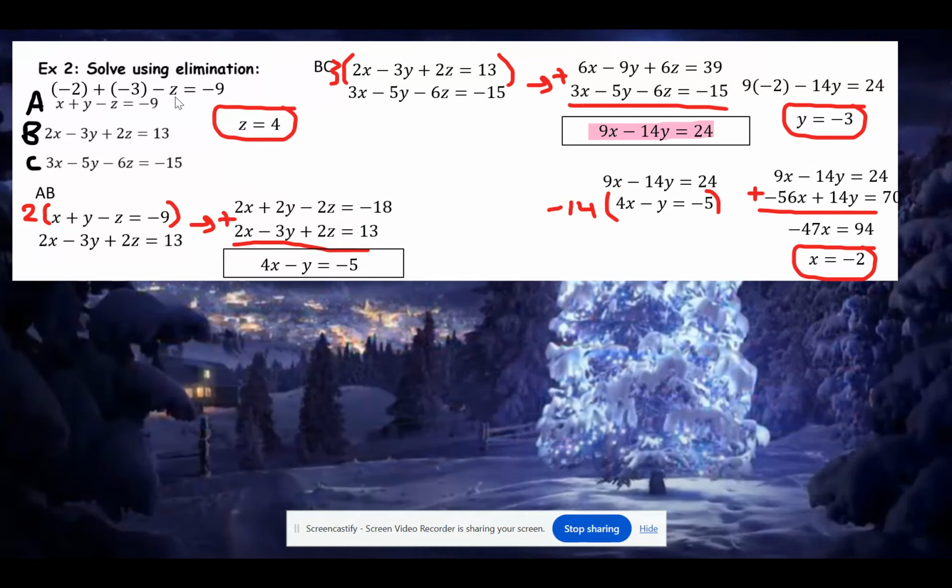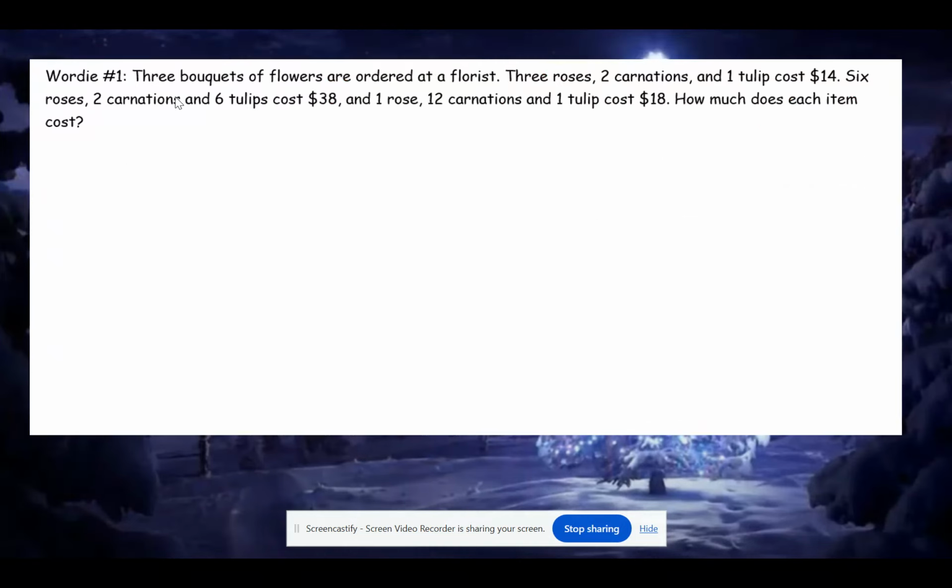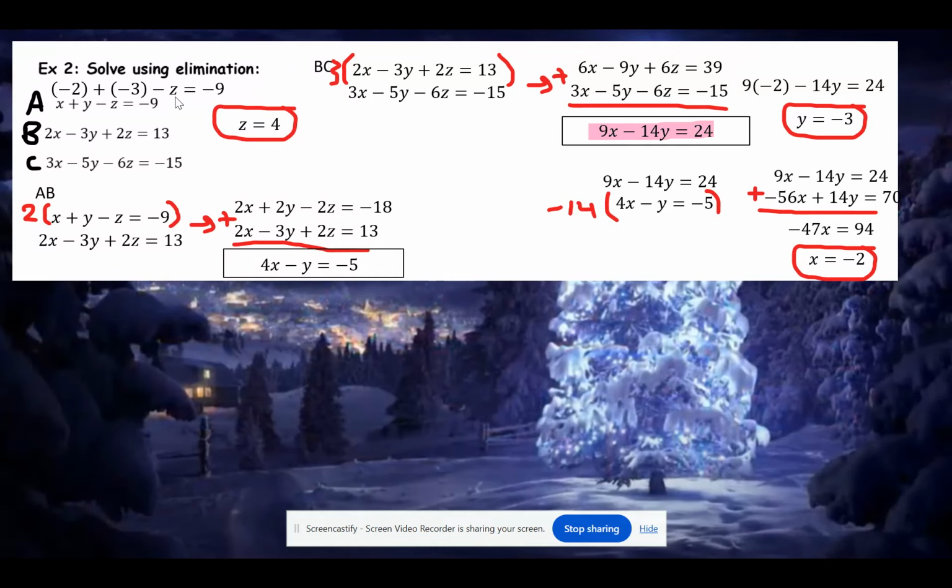So in our next video, I'm going to go ahead and have you do a word problem and use your elimination technique to do that.